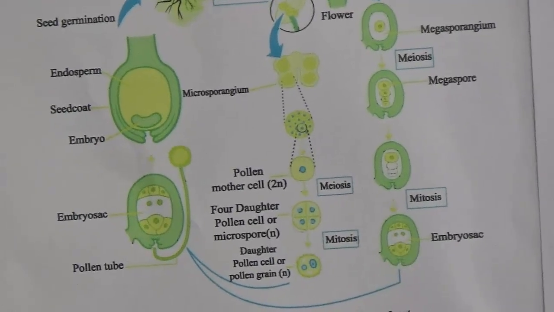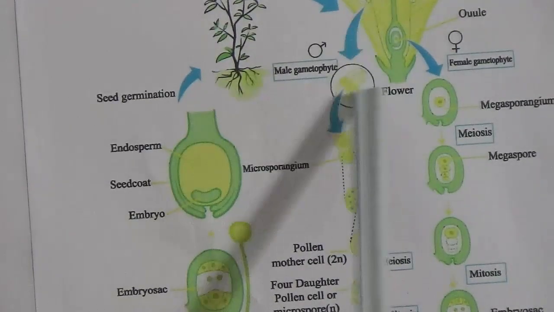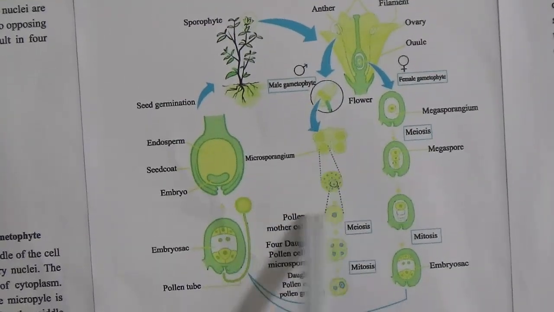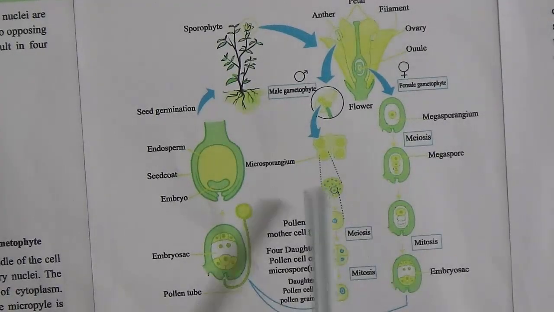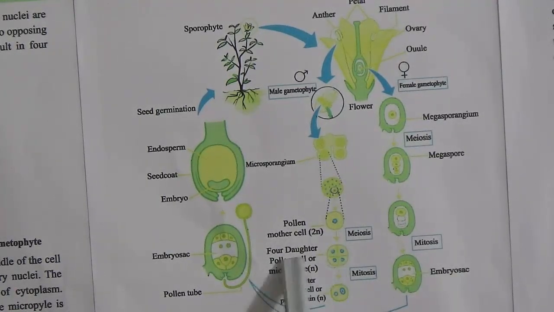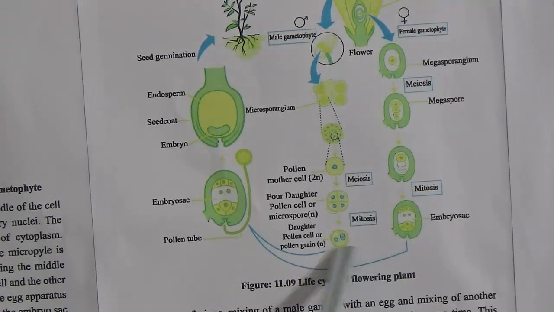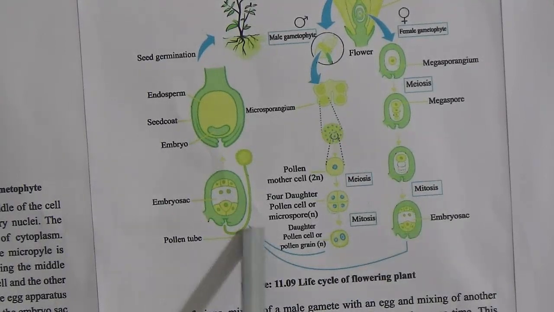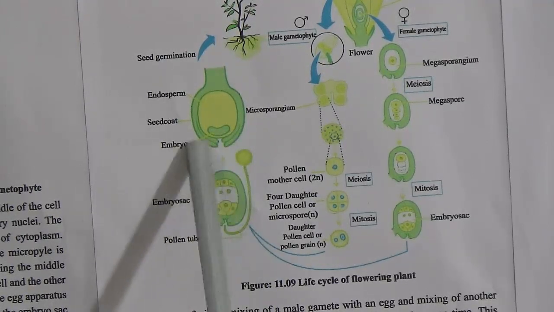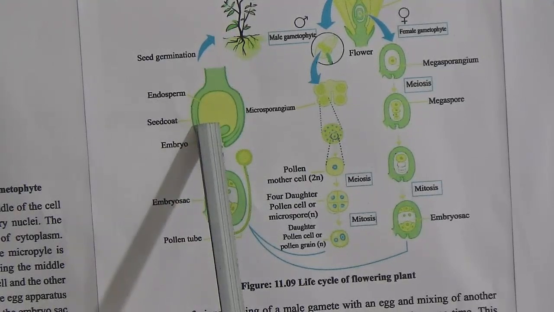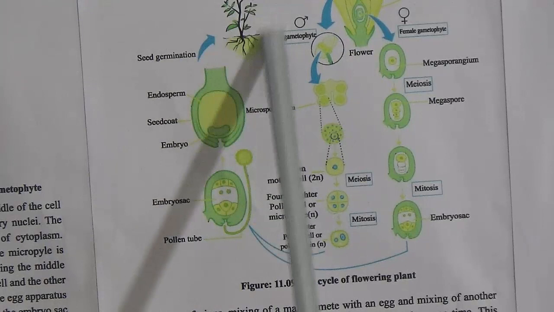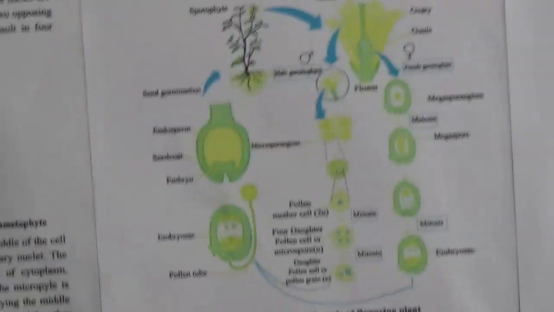From this anther there will be the microsporangium, and next the pollen mother cell. The pollen mother cell will be 2n, that means diploid, and after meiosis it will become 4 daughter pollen cells or haploid microspores. Here is the daughter pollen cell or pollen grain, with n nuclei, and this is haploid also. Then the next step is the embryo sac and pollen tube, and after fertilization there is the embryo, seed coat, and endosperm. Again from the seed a new plant will grow. So this is the life cycle of a flowering plant.